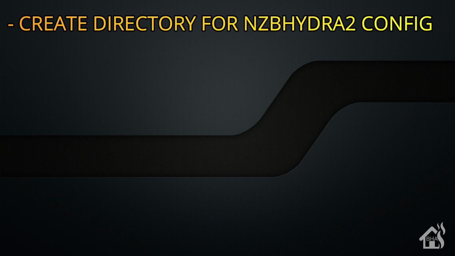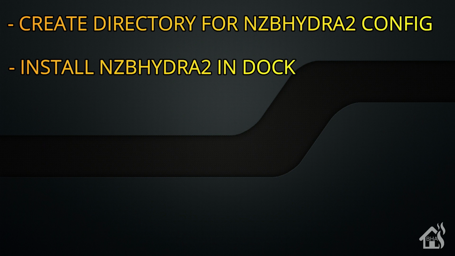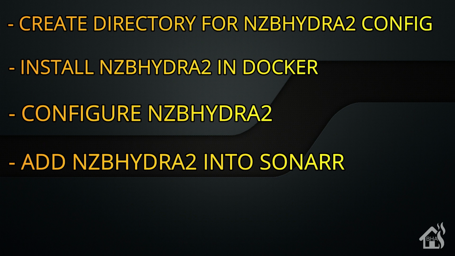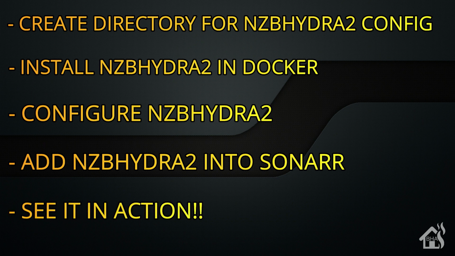Let's do a quick run through everything we covered in this video. So, of course, for starters, we created our directory to house our NZBHydra2 configuration file. Once we did that, we installed NZBHydra2 in Docker. Once we had that installed, then we basically just added in our indexers into NZBHydra2. After that, we added NZBHydra2 into Sonarr, and lastly, I showed you what it looked like in action.